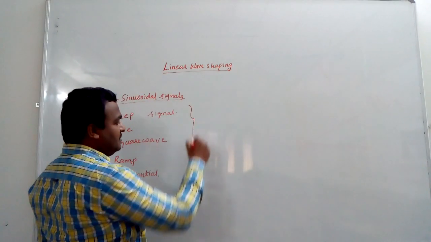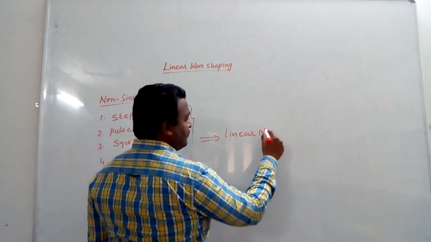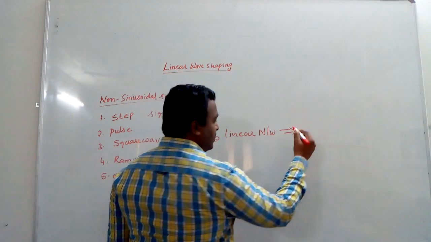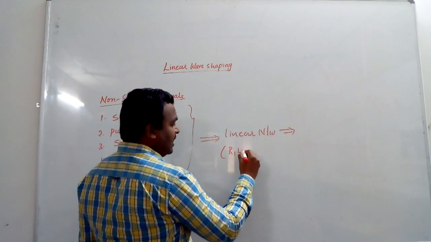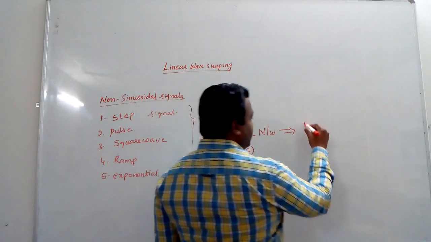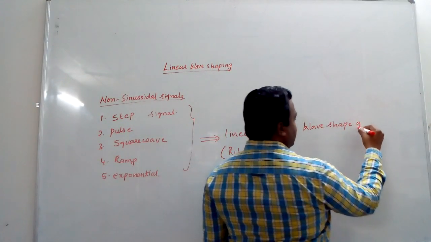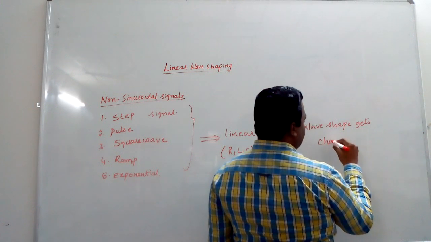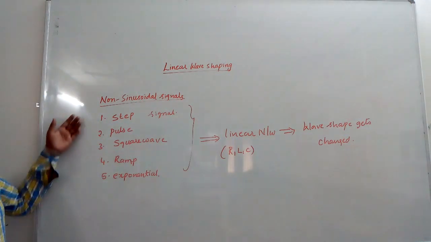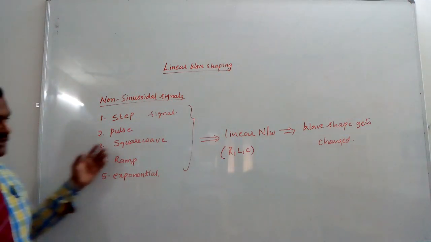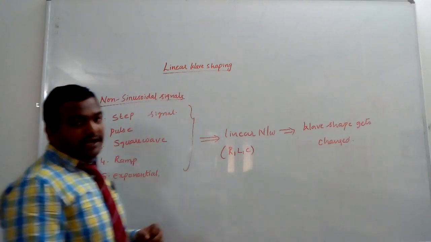Now, if I apply these non-sinusoidal signals to a linear network consisting of R, L, C elements, the wave shape gets changed. This is known as linear wave shaping. When we apply different non-sinusoidal signals to a linear network, the shape of the wave gets changed. We can define this as linear wave shaping.